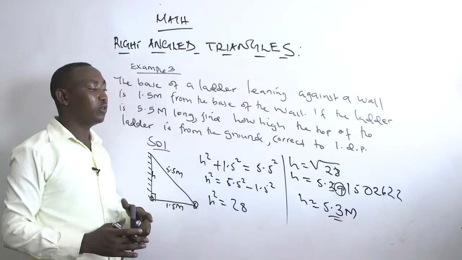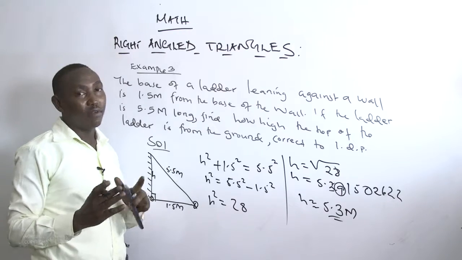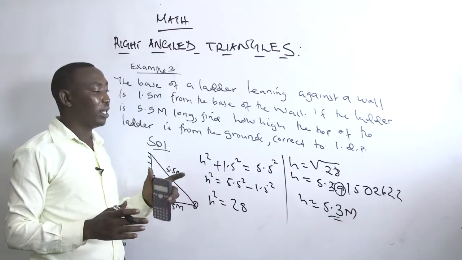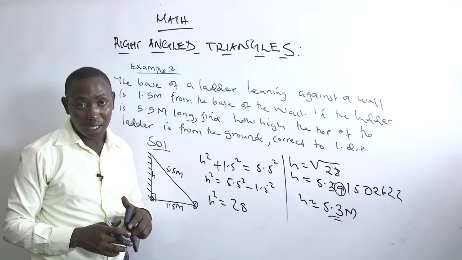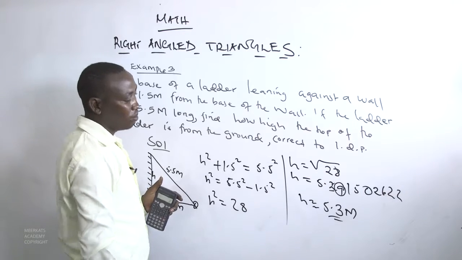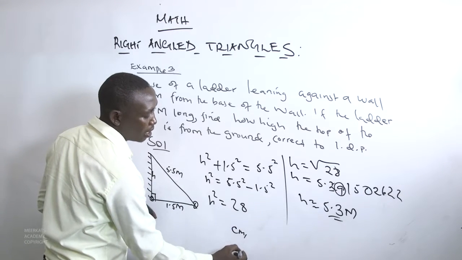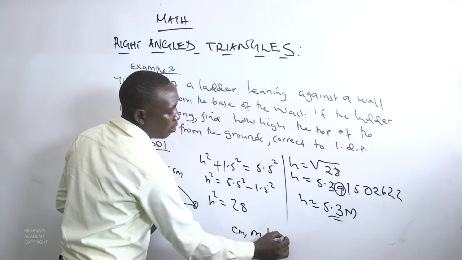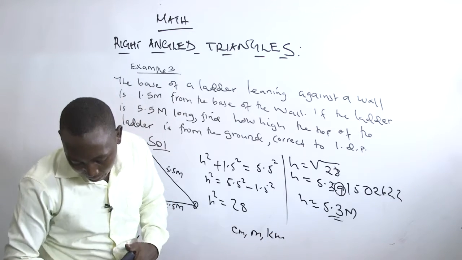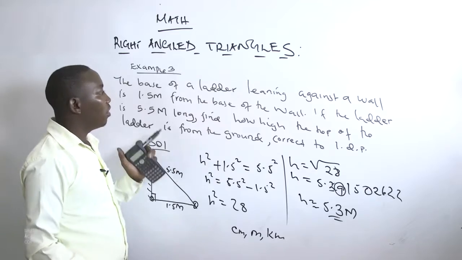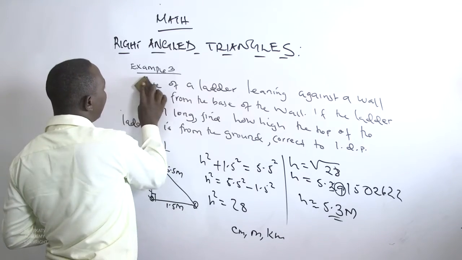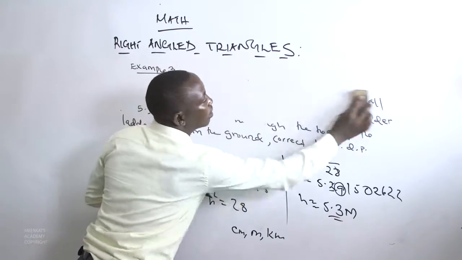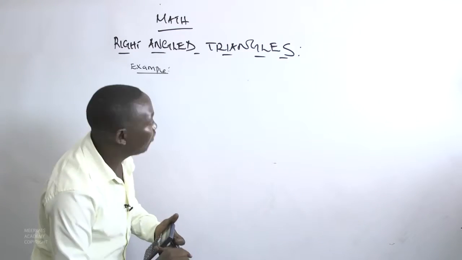It's also important to note that whenever we have units, always put them in the correct or the required units, because length is always measured in centimeters, meters, kilometers, and so forth. Final example on finding the length of the shorter sides. That is example 4.